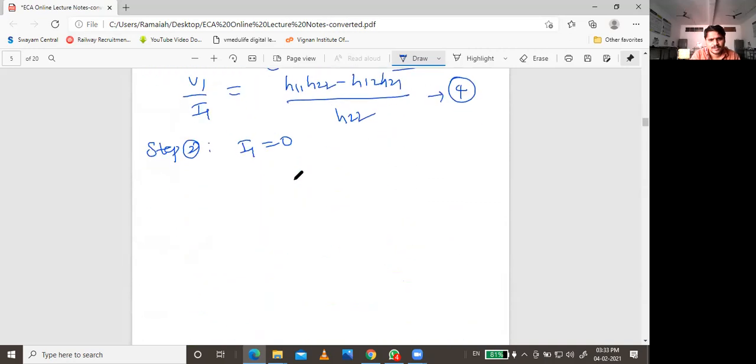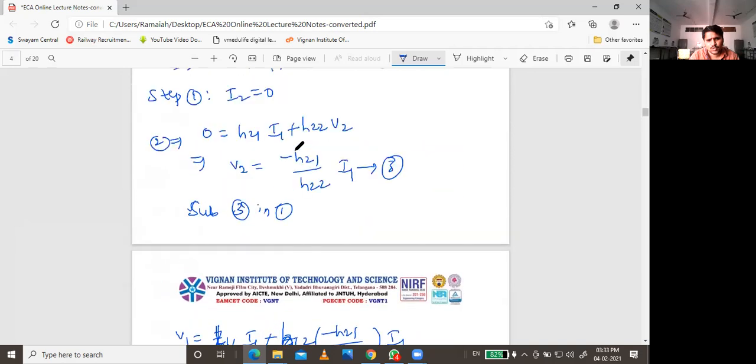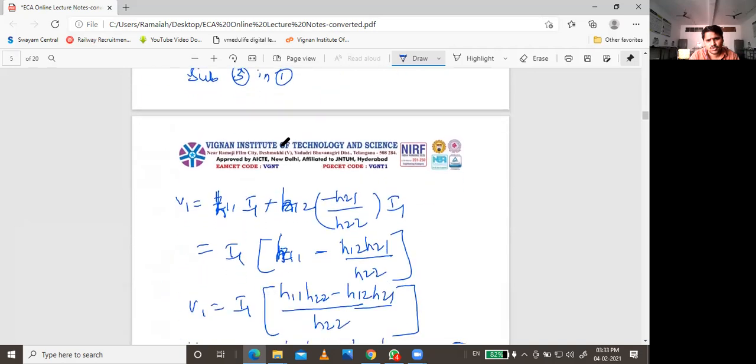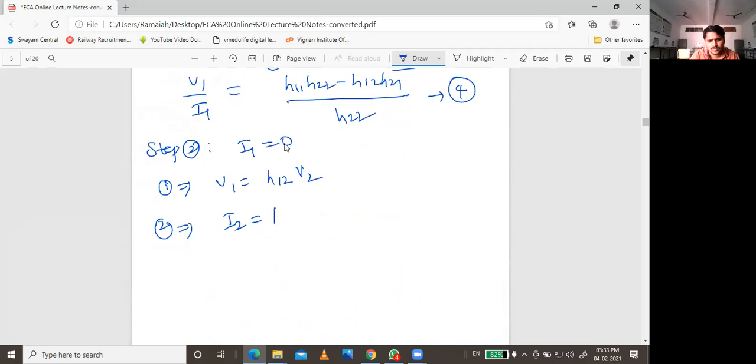Okay. So, from equation 1, V1 equal to H11 I1 plus H12 V2. I1 is 0. Okay. So from equation 2, I2 equal to H21 I1, but I1 is 0, plus H22 V2. So therefore, from this, what is V2 by I2? V2 by I2 is nothing but 1 by H22. So this is equation number 5.